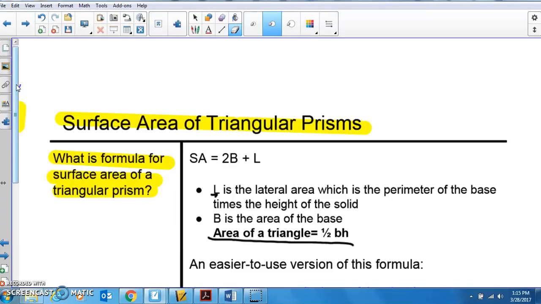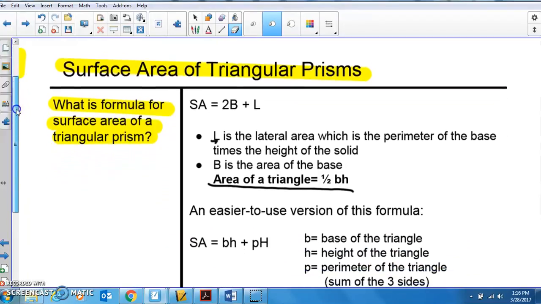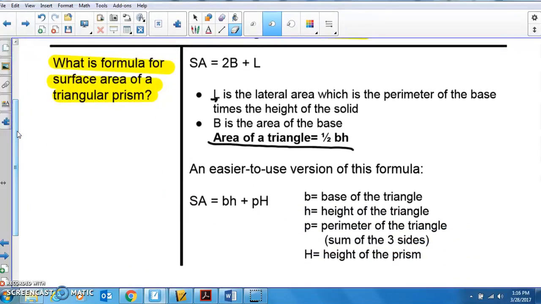To me and to us in the math department here at Glenview, we think this formula is too complicated. So what we do is we use an easier to use version of the formula. So if you'll copy this formula down, the easier version is surface area of a triangular prism is base times height plus P for perimeter times the uppercase H.